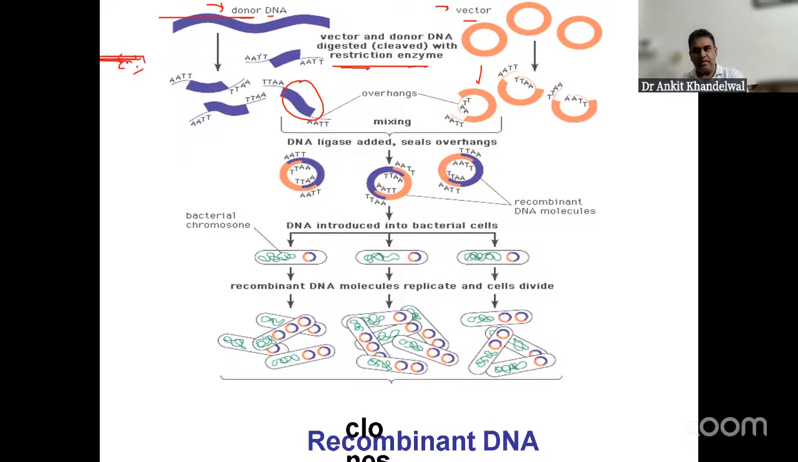Then what did they do? They took a piece of donor DNA and a piece of vector DNA, and with the help of DNA ligase, the ligase enzyme helped. Ligase joined them; it added and sealed. Now this is the recombinant DNA molecule. Remember this, that is the recombinant DNA molecule.